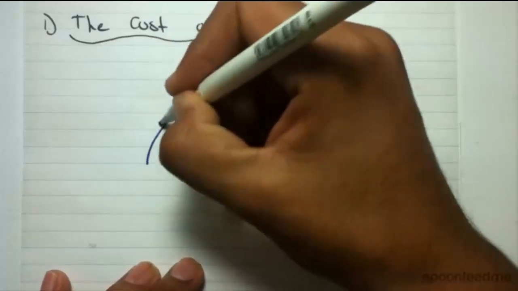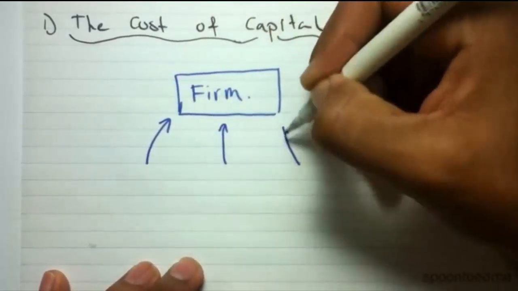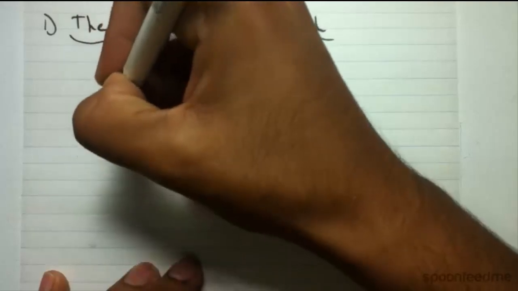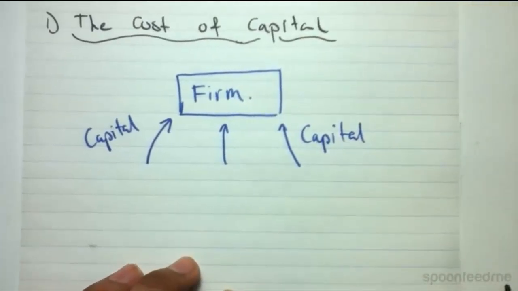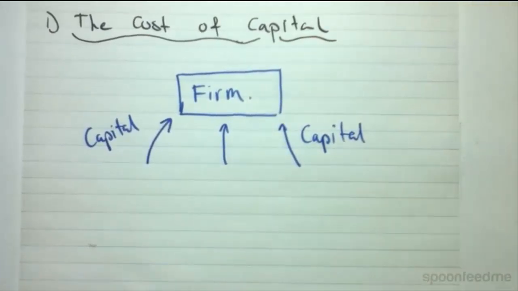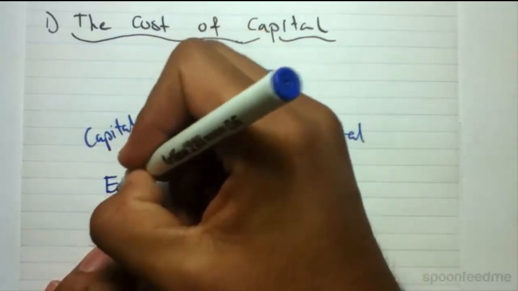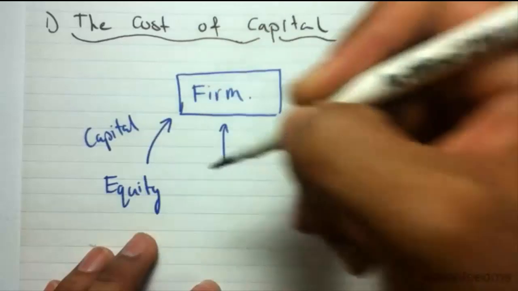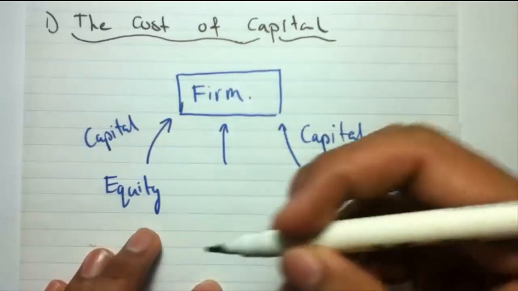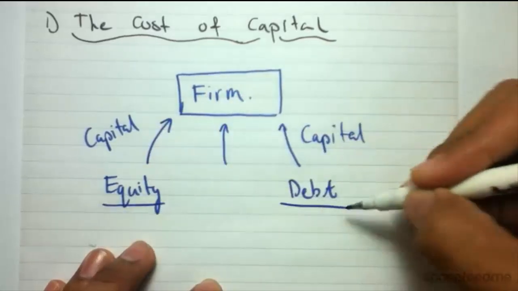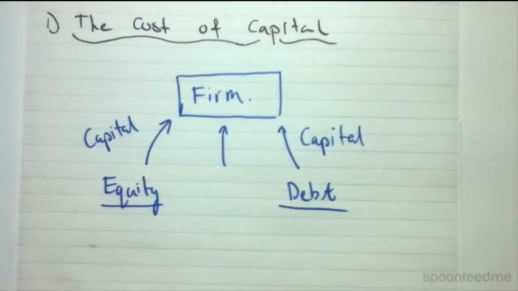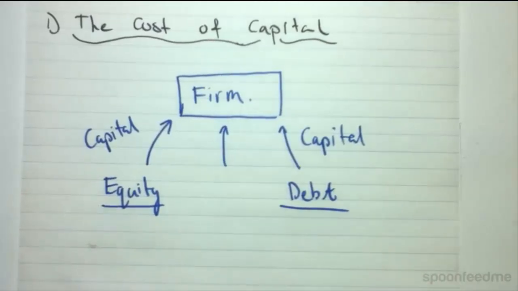Well, let me just draw that. We need these things called capital, right? Without fuel to run, how are we going to make our business work? So we next ask ourselves, who can we get this capital from? And we get it in the form of equity, and thus shares. And also we can get capital in the form of debt. Alright, so debt holders and equity investors and whatnot.